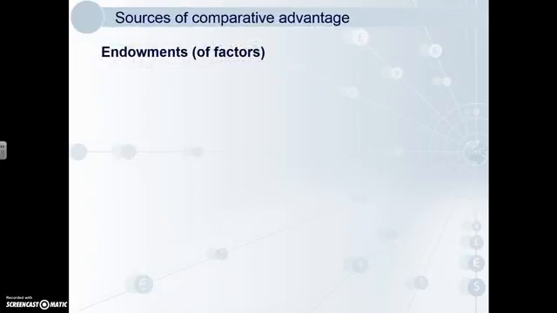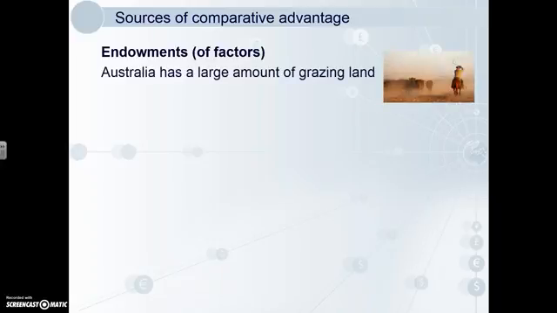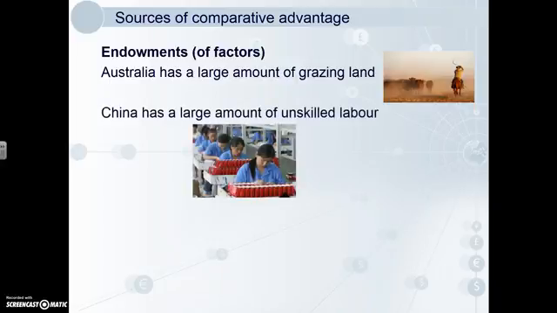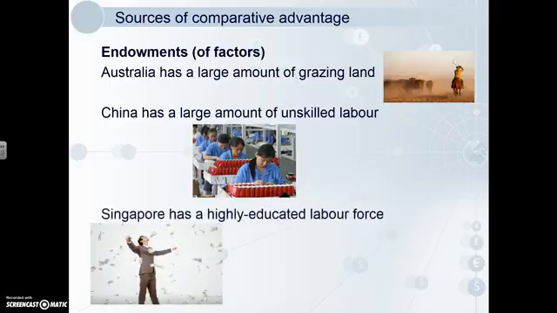We're going to now look at where you get comparative advantage from. It's often based on a country's endowments, which factors of production they are endowed with. For example, Australia is endowed with large amounts of grazing land, therefore has comparative advantage in production of beef. And China is endowed with a large population of unskilled workers, and therefore has comparative advantage in labour-intensive manufacturing. Singapore is endowed with a well-educated labour force, and therefore has comparative advantage in financial services.